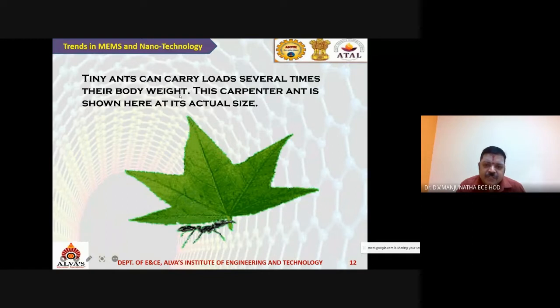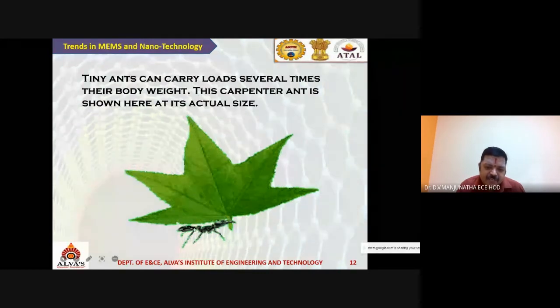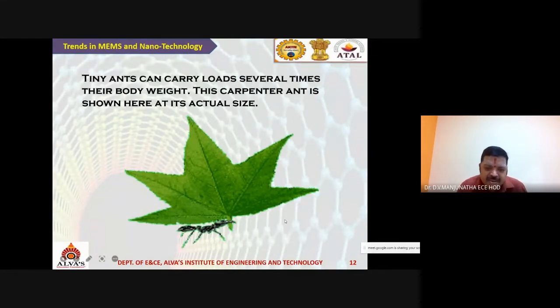So this carpenter ant is shown here at its actual size. The size of the ant is 3 to 5 millimeters, but it carries a load that is several times the body weight of the ant. The meaning of this diagram is that when a device shrinks, it can do enormous things. That is the importance you have to gather from this.